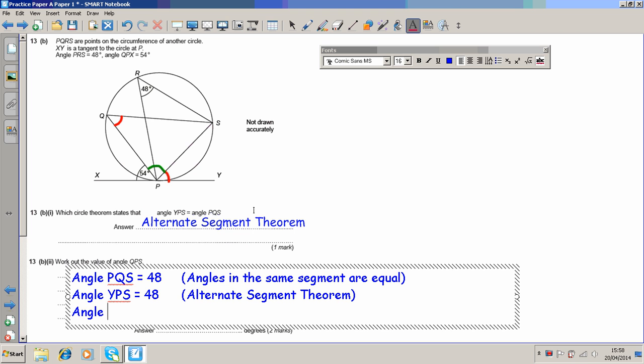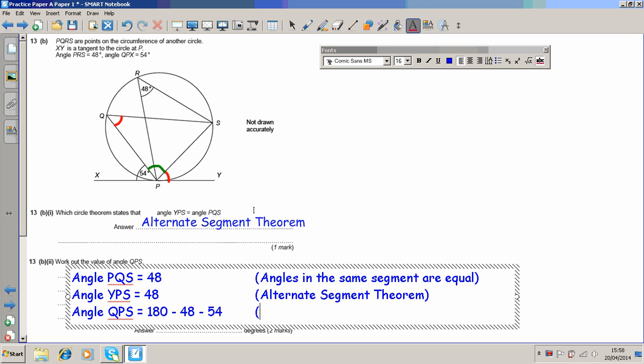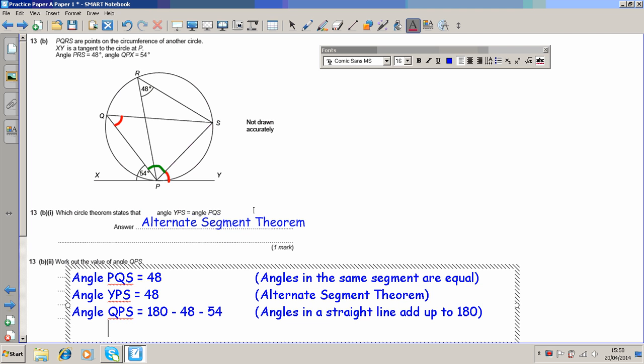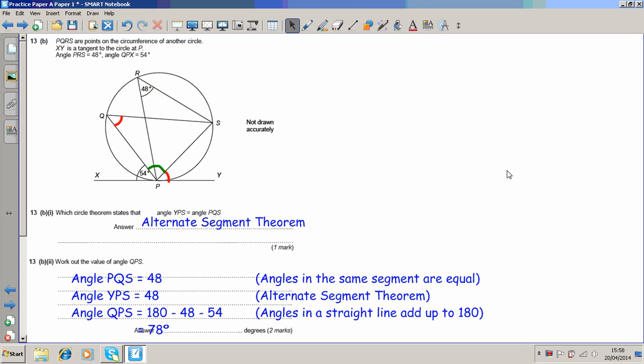So finally, angle QPS is 180 minus 48 minus 54. And why is that? Well, because angles in a straight line add up to 180. So now I've just got to finish it off by actually working it out. 180, 48, 54. So I'll add them together first. 50 and 40 is 90, 98, 102. If you take that off of 180, you're left with 78 degrees.